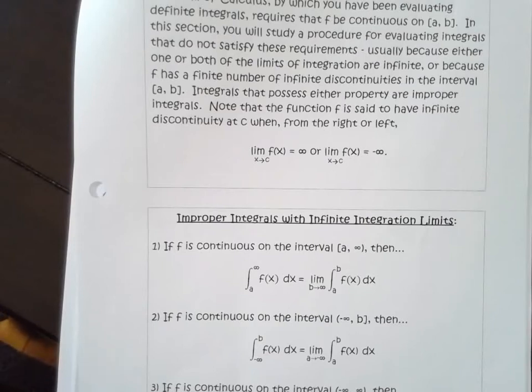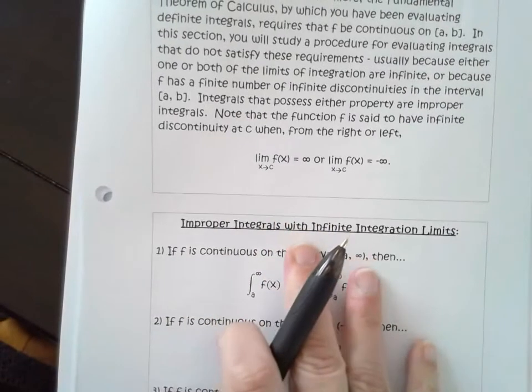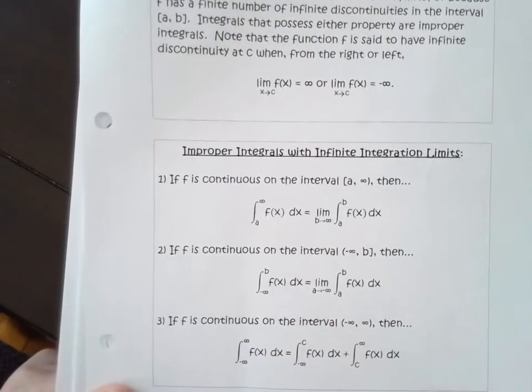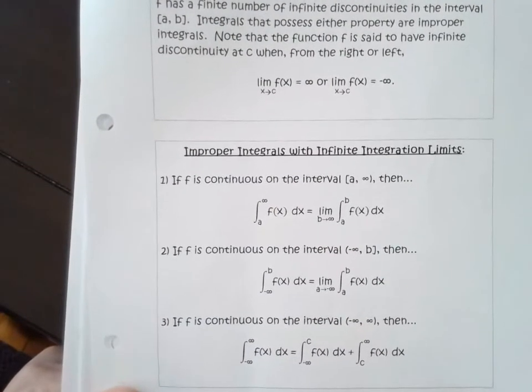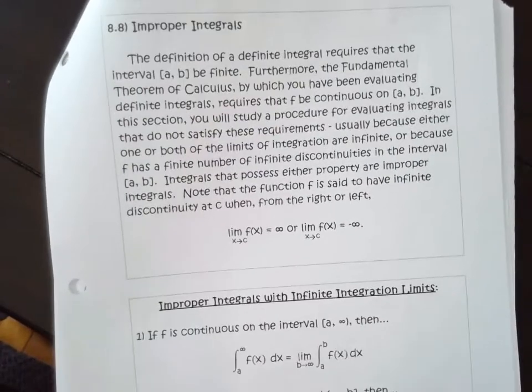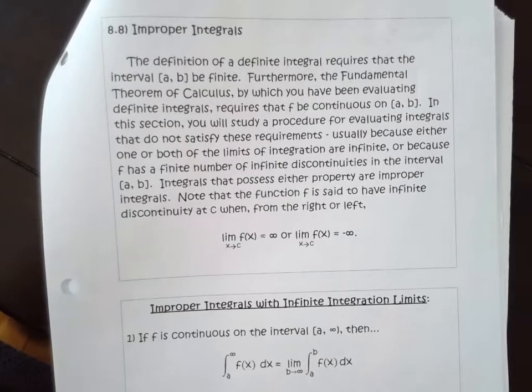All right, last section in chapter 8, improper integrals. Improper integrals simply refer to integrals that have infinity as a bound. Clearly you can't evaluate infinity as a bound, so what do we do? And what you're going to see is kind of a culmination of a few of the previous sections, specifically using L'Hopital's rule when we evaluate the limit at the end.